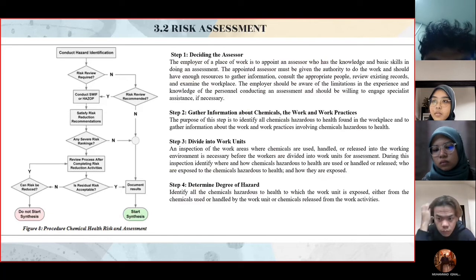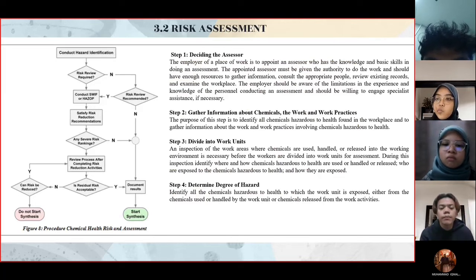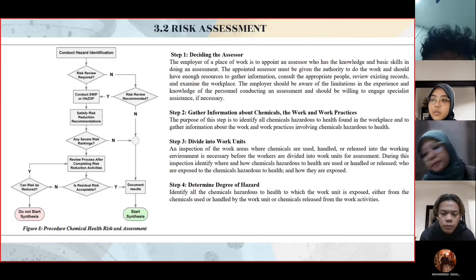Step 4. Determine the degree of hazard. Identify all the chemicals hazardous to health to which the work unit is exposed, either from chemicals used or handled by the work unit or chemicals released from the work activities.